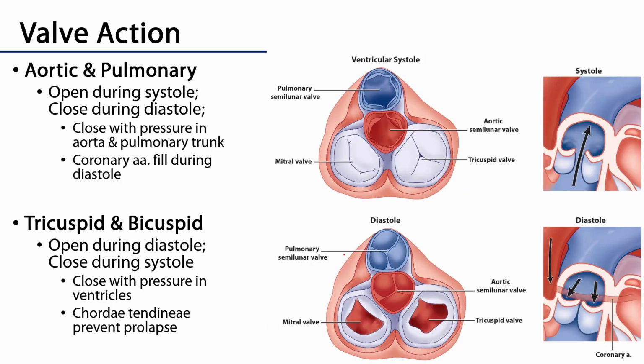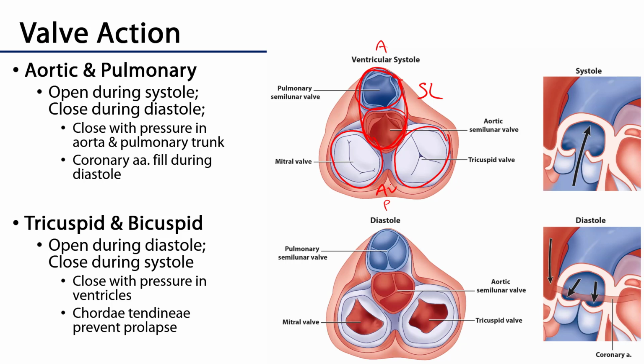So let's take a look at what these valves are doing during different stages of the cardiac cycle. So for your bearings, this is anterior, this is posterior. The anterior-most valve is the pulmonary valve, and then we have the aortic valve, and then to the right here we have the tricuspid valve, and to the left we have the bicuspid valve. So these are the semilunar valves, and these are the atrioventricular valves.